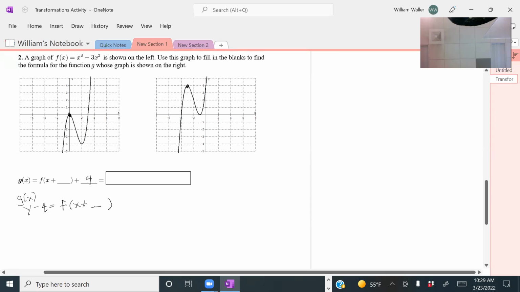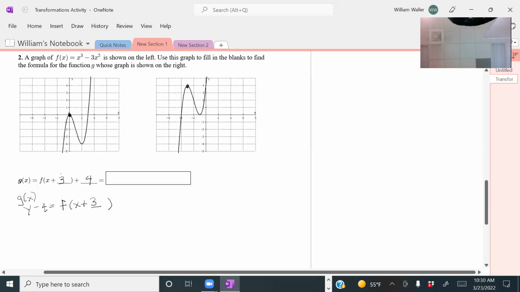Now let's see what goes in this slot, because there's also been a horizontal shift. If we key in on this point, it looks like we moved it from the origin on the x-axis over to where on the x-axis? That looks like -3, right? So in this spot I want 3, because that would correspond to a horizontal shift. Since that's +3, that means we're shifting to the left, which is exactly the way we want to shift. So there's the formula: f of x plus 3 plus 4.